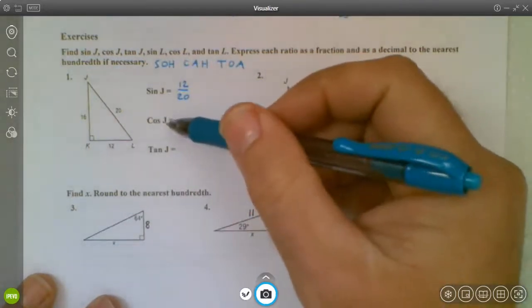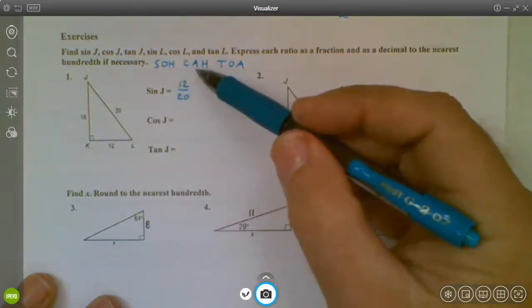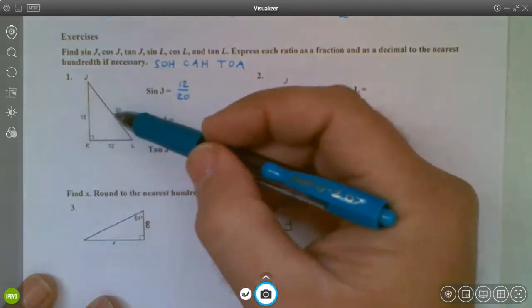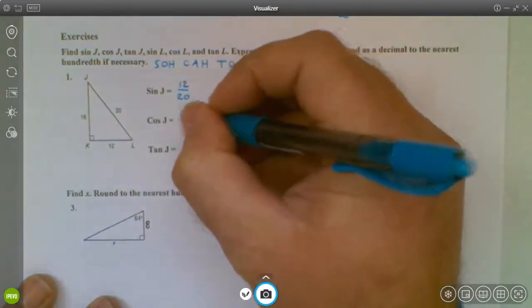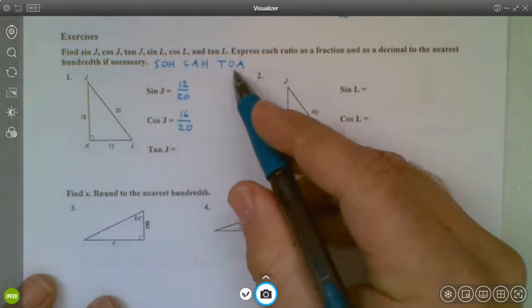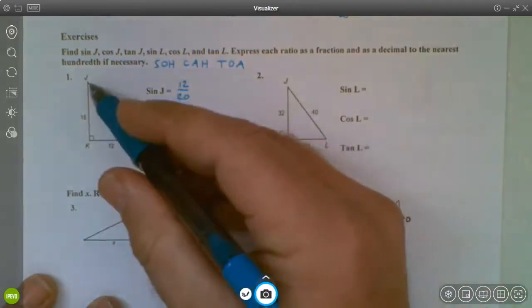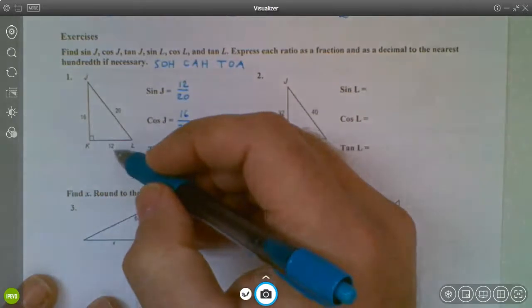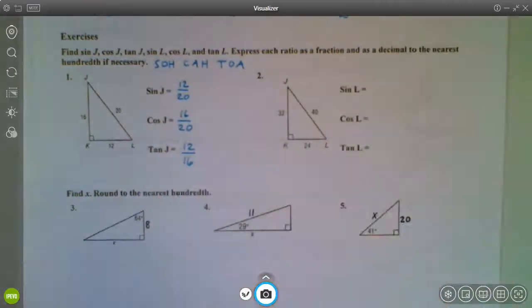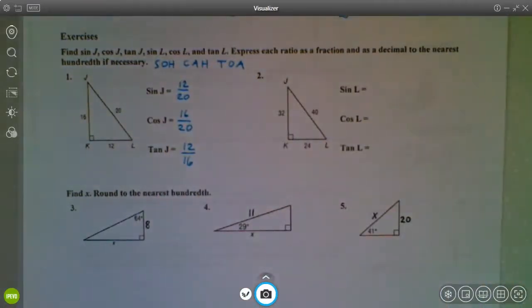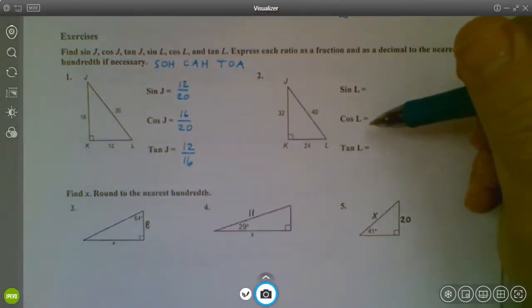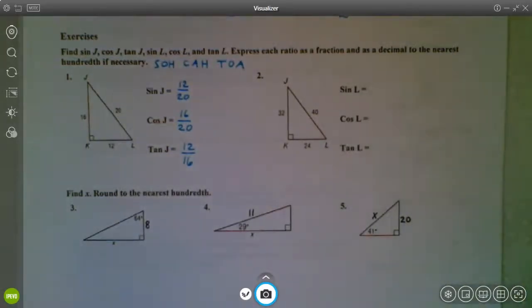How about the cosine from angle J? So from angle J, we know that cosine does adjacent over hypotenuse. So from here, my adjacent leg is 16, hypotenuse is 20, so 16 over 20. And then one more of these, we know tangent does opposite leg over the adjacent leg. So from angle J, the opposite leg would be 12, adjacent leg would be 16, so 12 over 16. And that's it. So those are the 3 trig ratios within that triangle. If you want to pause and give these a try, that would be a good thing to do before we hit the final 3 problems.